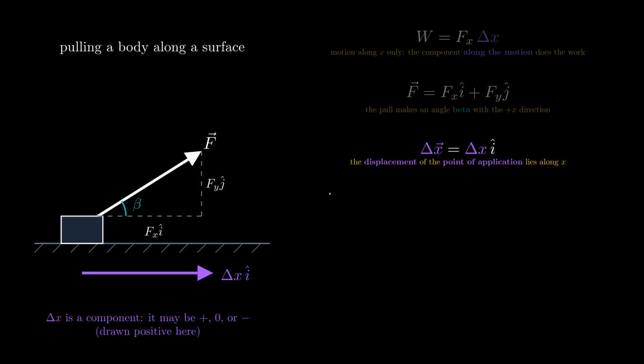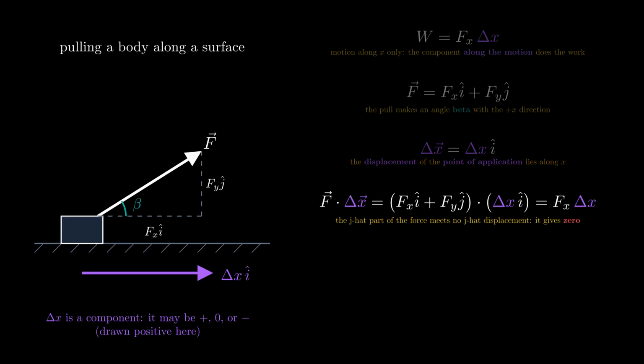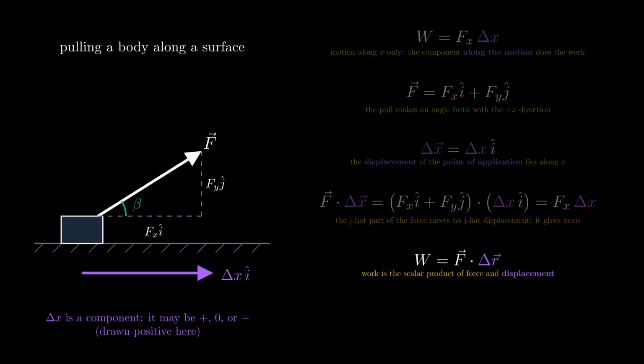Dot the force with the displacement. The j hat part of the force meets no j hat displacement and contributes nothing. The i hat parts multiply to give F sub x delta x. That is precisely the work. So work is the scalar product of force and displacement. W equals F dot delta x.